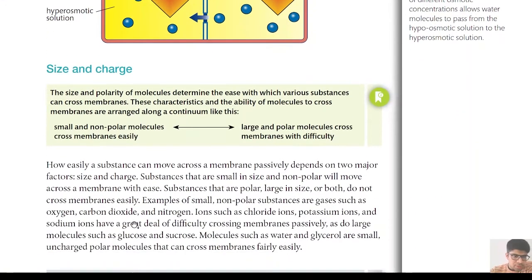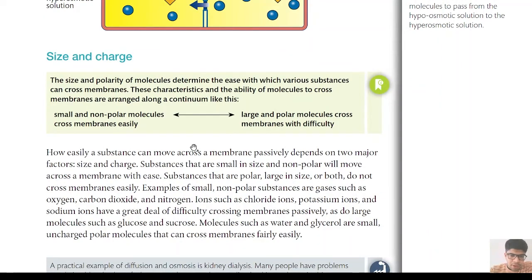The size and charge, the size and polarity of the molecules determine the ease with which the various substances can cross membranes. These characteristics and the ability of the molecules to cross membranes are arranged along a continuum like this. Small non-polar molecules cross membrane easily, but large and polar molecules cross membrane with difficulty. How easily a substance can move across a membrane passively depends on two major factors, the size and the charge. So substances that are small in size and non-polar will move across a membrane, while substances that are polar or large in size both do not cross membrane easily.